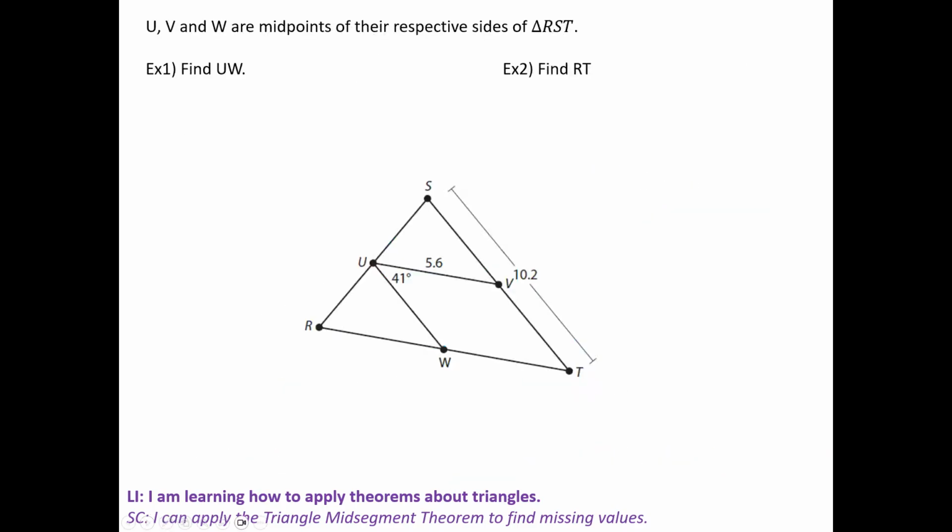Okay, so U, V, and W are midpoints of their respective sides of the triangle. And so we have some different things that were asked for here.